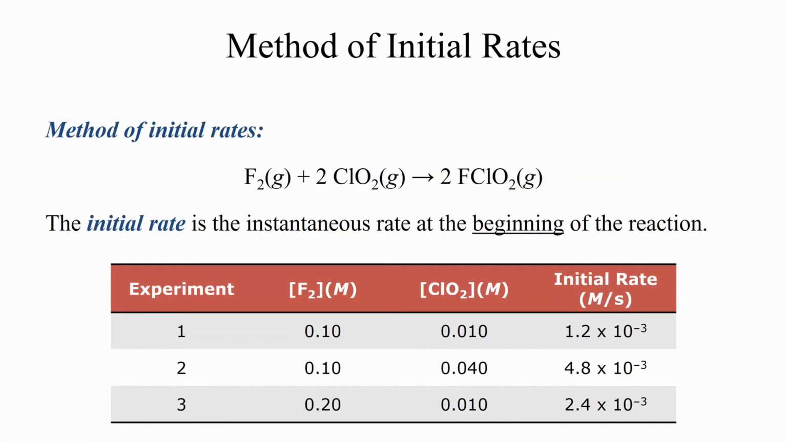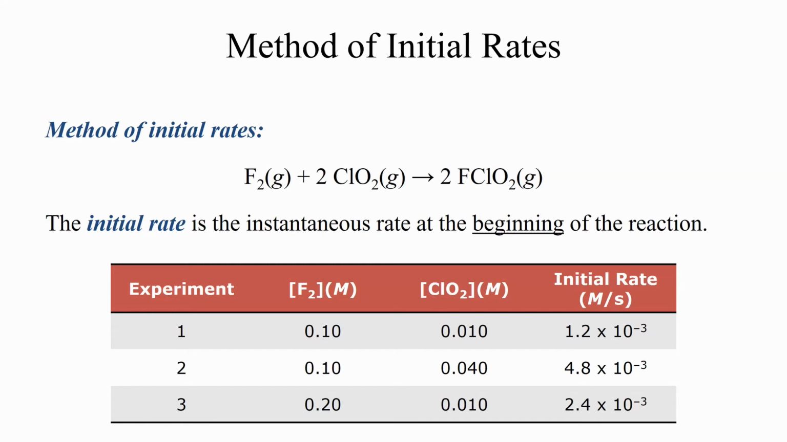So here we have the reaction of fluorine gas with chlorine dioxide to form chloryl fluoride. Well, here we've been given a lot of useful data. We have 3 experiments. Now you notice something about these experiments. Why are we doing this? Well, what we really want to do is find out what is the order of reaction, the exponent, next to the concentration of each one of these reactants, for fluorine and chlorine dioxide.